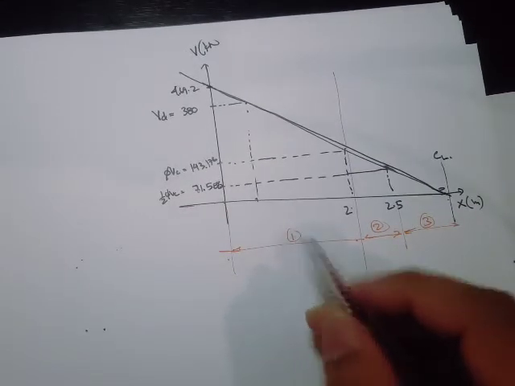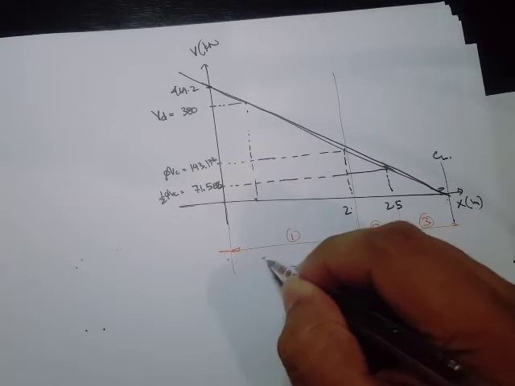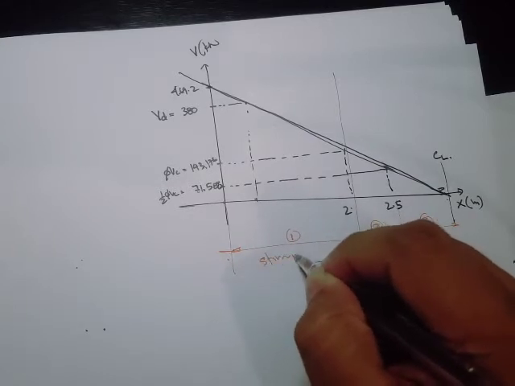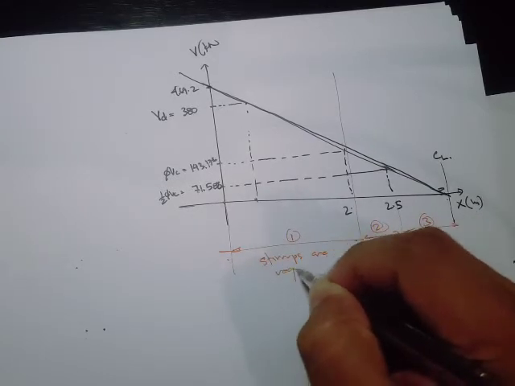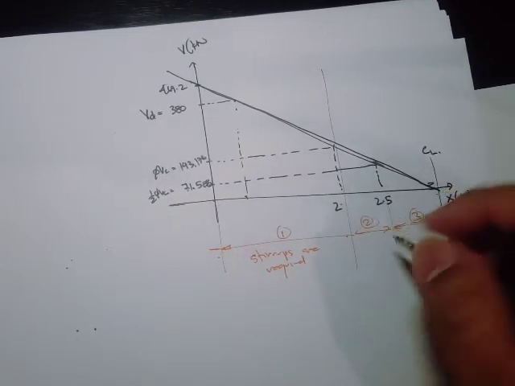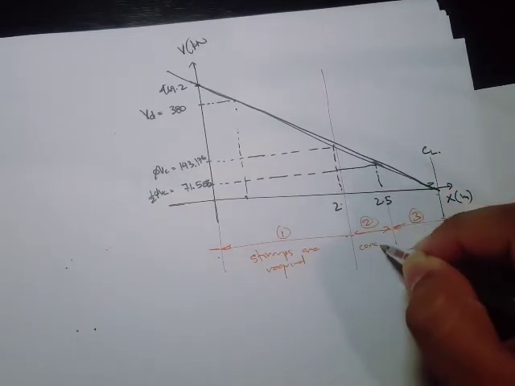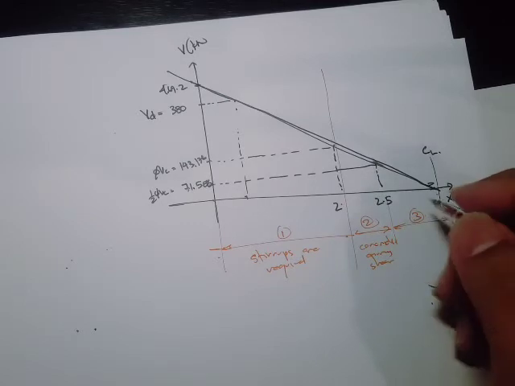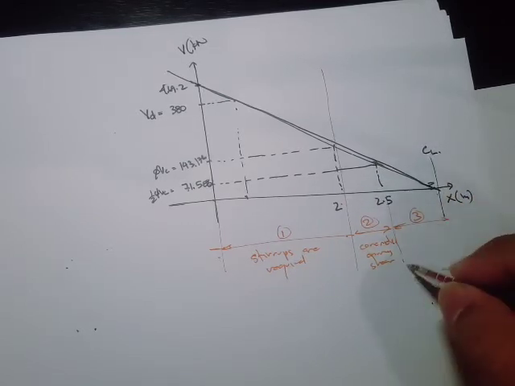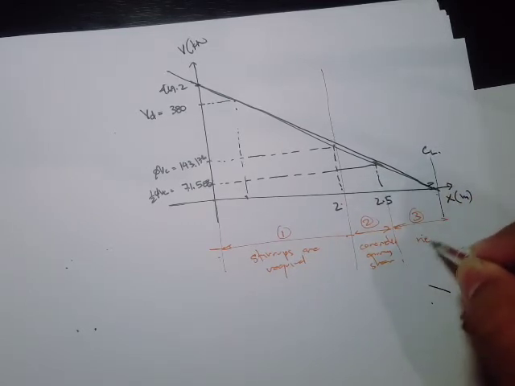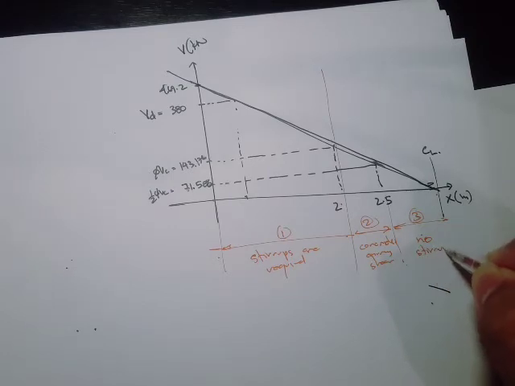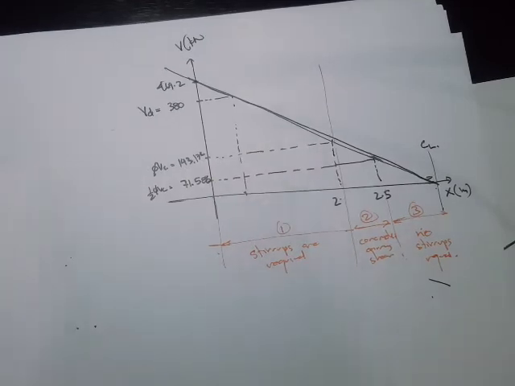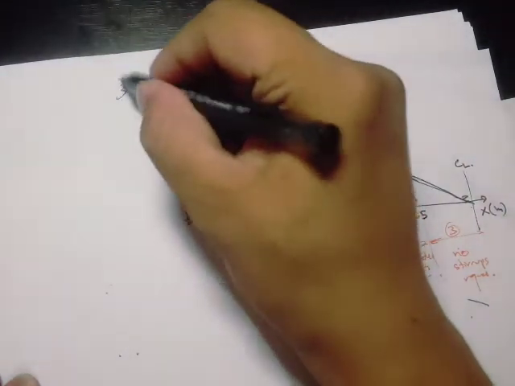Again, in region 1, stirrups are required. For region 2, concrete carries the shear, but we still have to provide steel reinforcement here. And in region 3, no stirrups are required. Okay, so that's our step number 3.